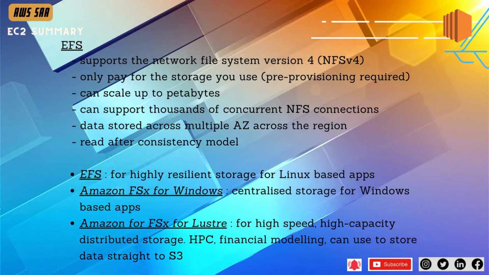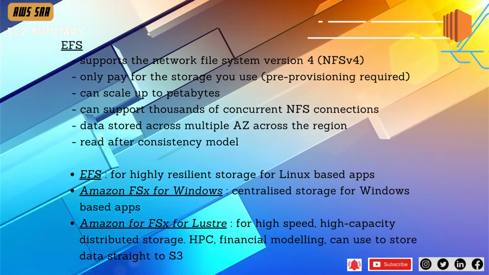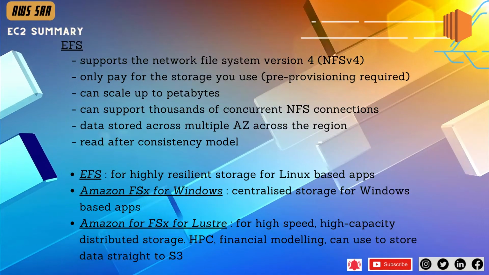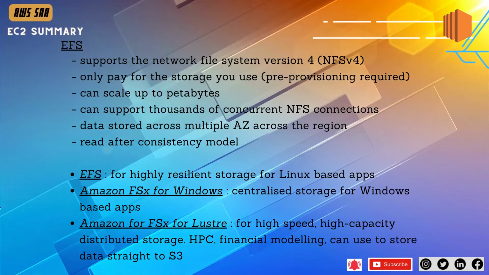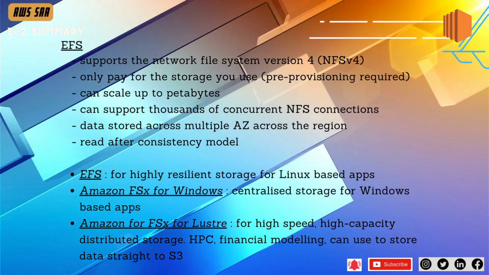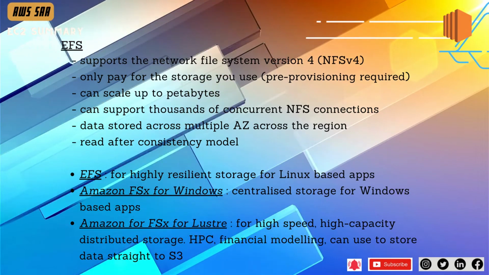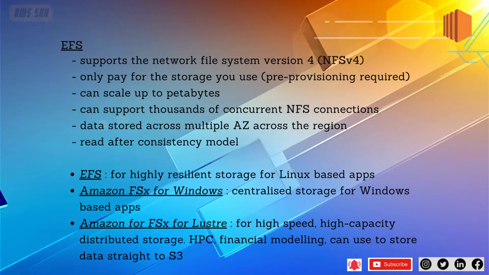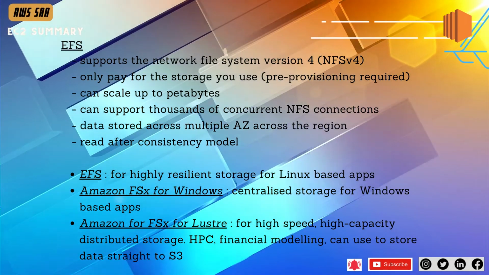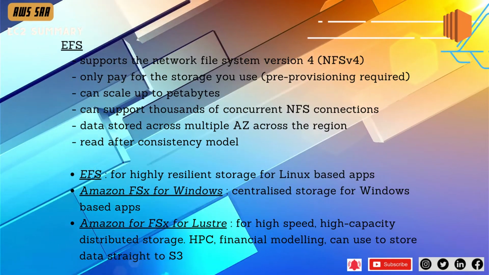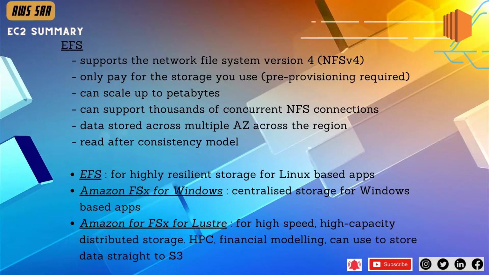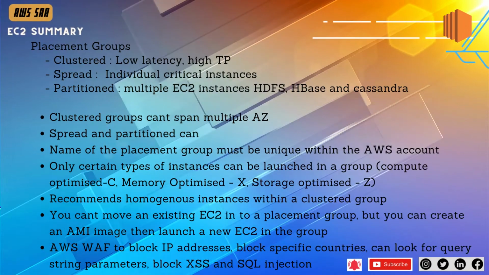EFS is used for highly resilient storage for Linux-based apps, and you use Amazon FSx for Windows for centralized storage for Windows-based apps. Amazon FSx for Lustre is for high-speed, high-capacity distributed storage, high-performance computing, and financial modeling, and you can also store your data straight to S3 using it.